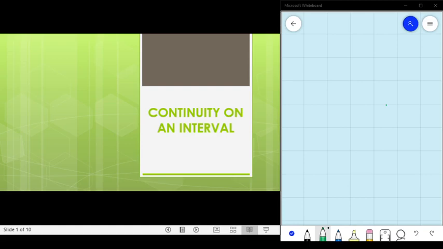Hello, good day everyone. We are now in topic 3.2 of our basic calculus subject, which talks about continuity on an interval.